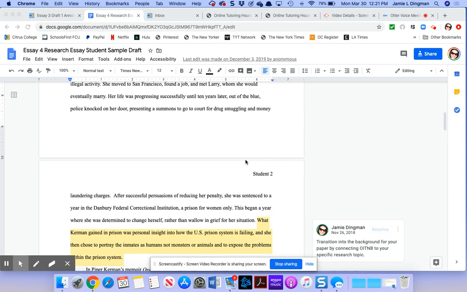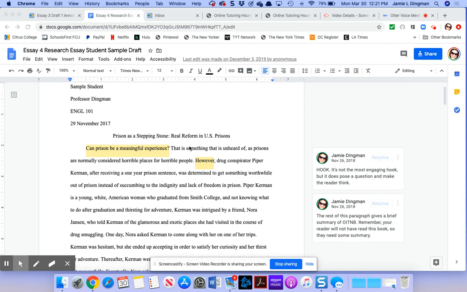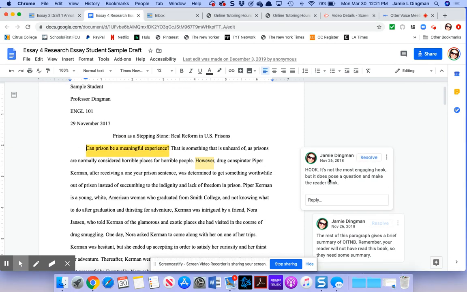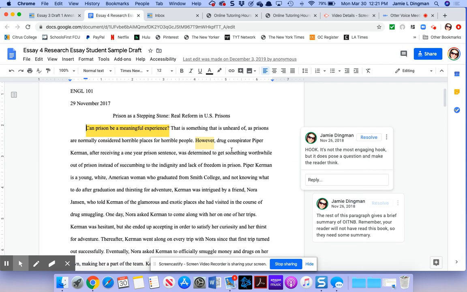Okay, so let's get back up here to the top. So we see the first thing is the hook. So it's still following the traditional pattern: hook, elaboration, bridge, thesis. I have my comment out here that I don't think it's the most engaging hook, but it does pose a question and make the reader think.